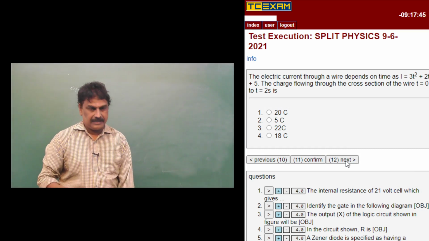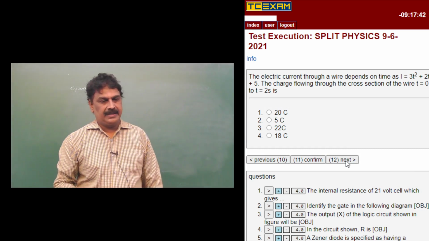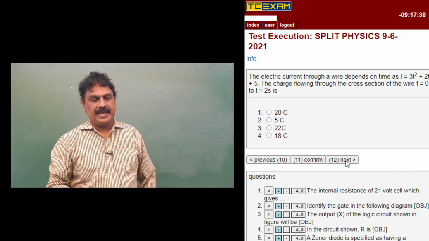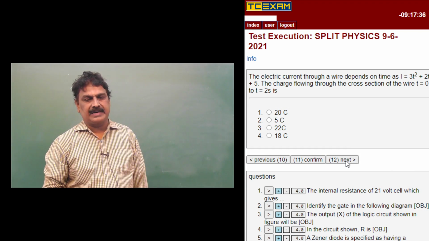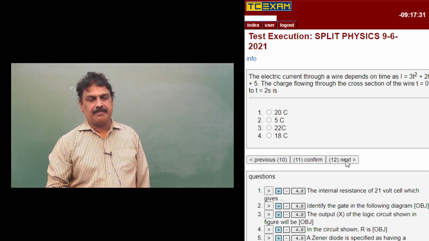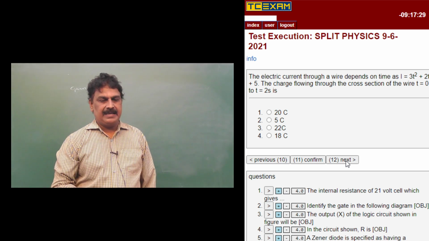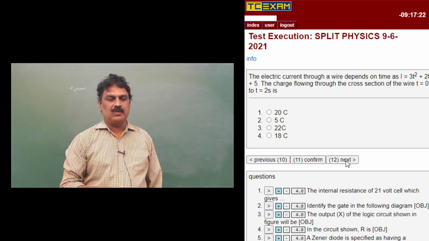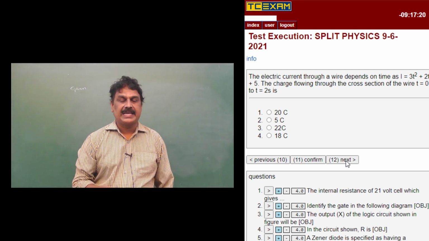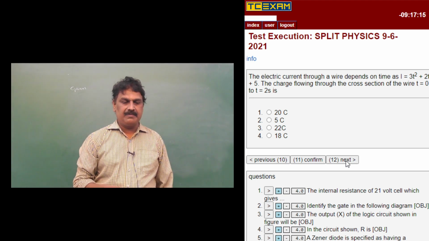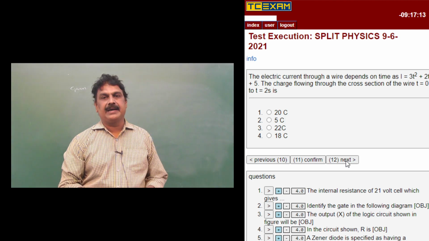Now the next question: the electric current through a wire depends upon time as I is equal to 3t square plus 2t plus 5. The charge flowing through the cross section of the wire from t is equal to 0 to t is equal to 2 second is. Options are given: 20 coulomb, 5 coulomb, 22 coulomb and 18 coulomb.